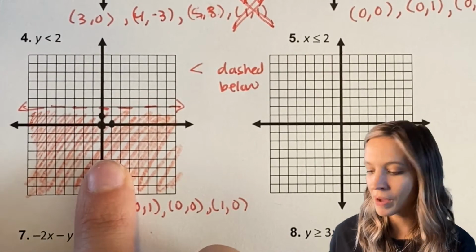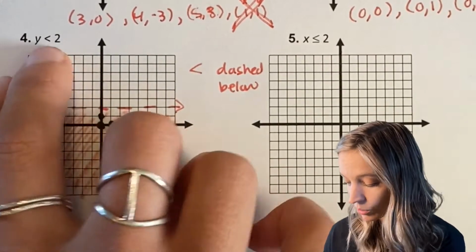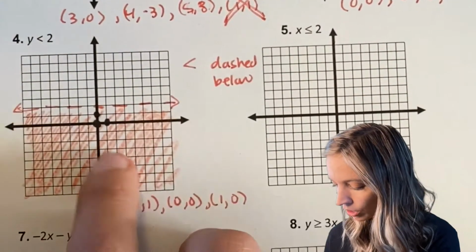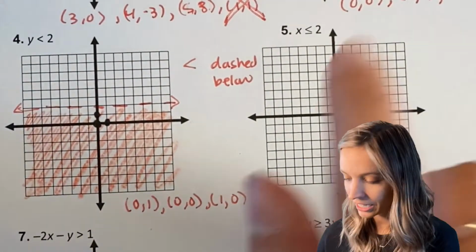Right, check number 4 with my number 4. I shaded below, and then really check to make sure you dashed that line because it wasn't equal to it. It was y is less than 2. So we have a dashed line, we shaded below. There's my 3 points that I chose. Your points might be different. Let's try this next one.